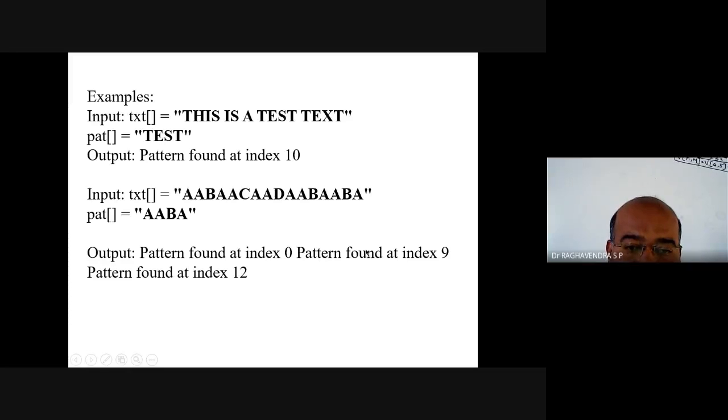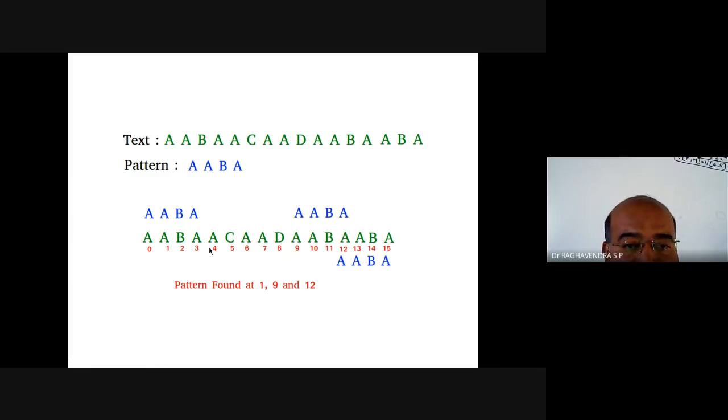Similarly, 9 is also present here. See, A, B, A. So this is the 9th position, and this is the 0th position. So in all the positions, we are going to return the pattern with respect to its position. Similarly, there is another example here. The same thing is discussed here also. So the pattern is found at 0. This is 0. This is a print mistake. So this is 0, 9, and 12.